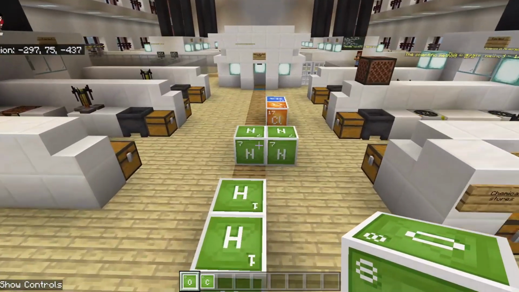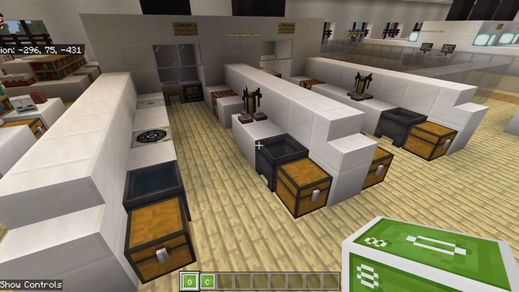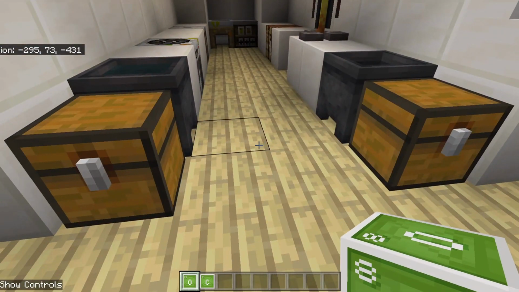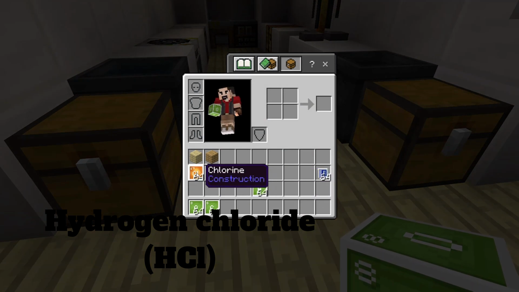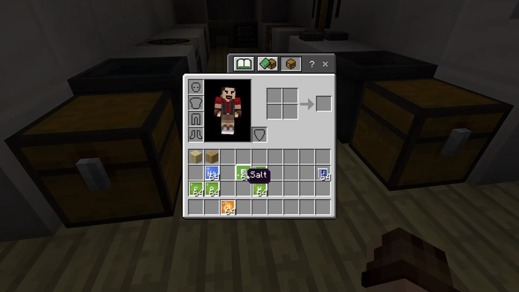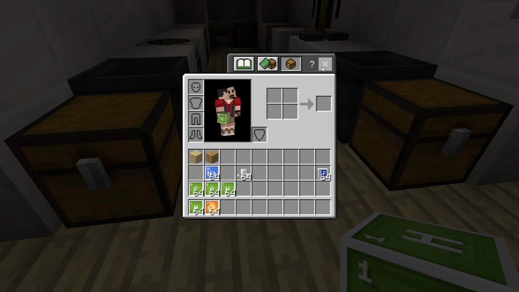Okay, so let's make another molecule. We're going to make hydrogen chloride this time. Now for hydrogen chloride we need chlorine, which we made last time. We have the chlorine here, and the hydrogen we made as well last video. So this one is nitrogen. Careful with the colors, they are quite confusing here because it looks the same. Now this is hydrogen chloride.